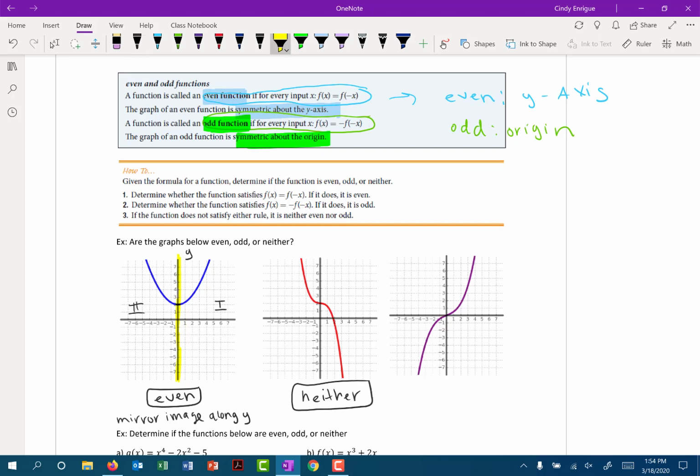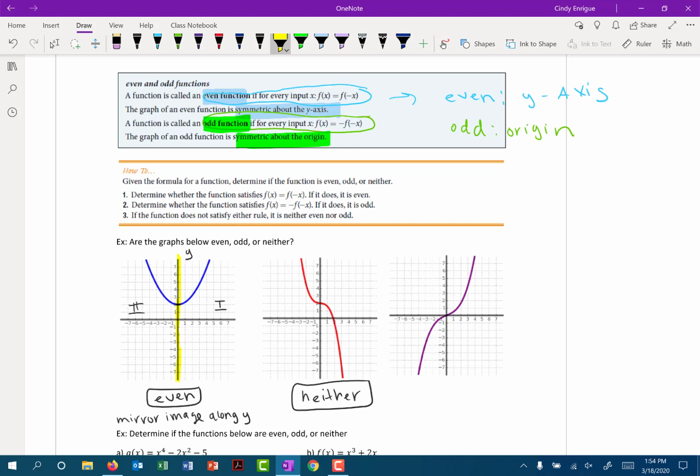Now let's think about the y-axis here. Let's see if it's even. If it's even, is this side the same as this side? No, because here I have my purple graph. So I would need to have another purple graph over here, and I don't. So it's definitely not going to be symmetric along the y-axis, so it's not going to be even.